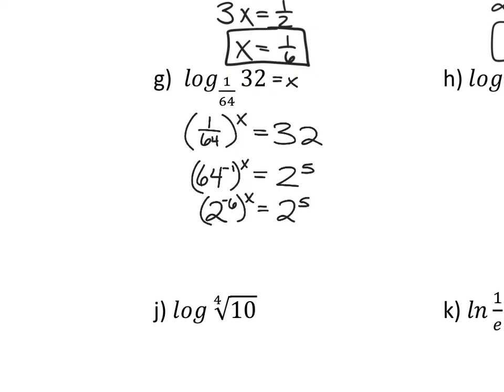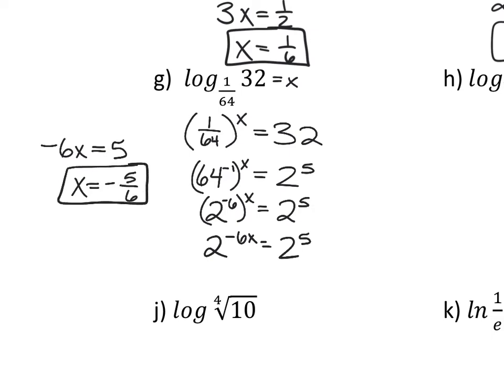I would multiply those powers together. That's the power of a power rule. 2 to the negative 6x equal to 2 to the 5th power. I can now compare my exponents. I'm going to do it on the side because I ran out of room. Negative 6x equal to 5. Divide by negative 6. We'd get x equal to negative 5/6. And again, if we were not sure, we can take this value of x and plug it in right here to make sure that 1/64 raised to the negative 5/6 power is 32.